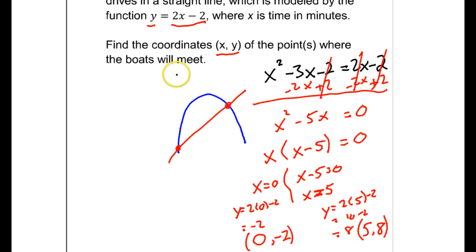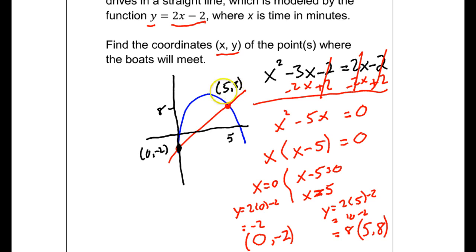Okay, so I'll draw my graph a little more accurate. It probably looks like this. So we intersected at 0 comma negative 2 right here, and at 5 comma 8. As you can see, my graph's not drawn to scale, but that's where it kind of looked like.